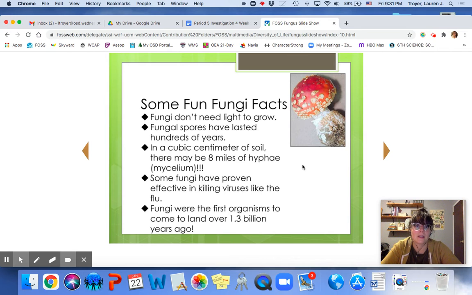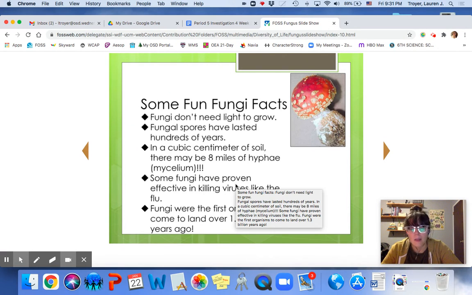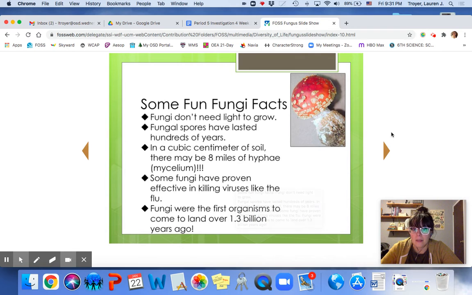It really is doing a huge job for keeping soil healthy, and nobody ever gives it any credit, but it's there. Some fungi have proven effective in killing viruses, and fungi were the first organisms to come to land. So they were the first pioneers of land. Think back before there were animals on land, before there were plants on land, there were fungi on land. Pretty cool.